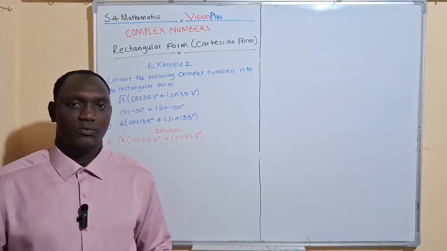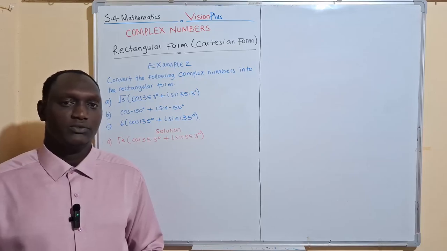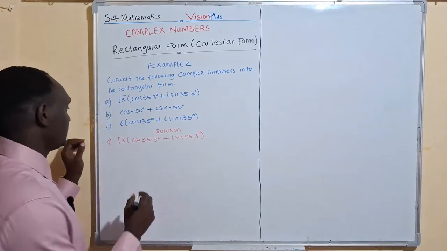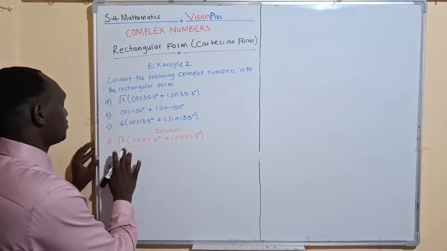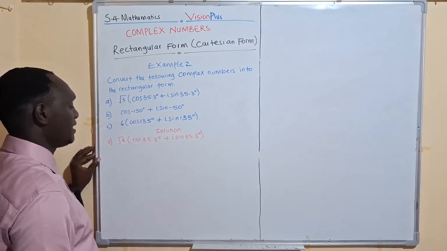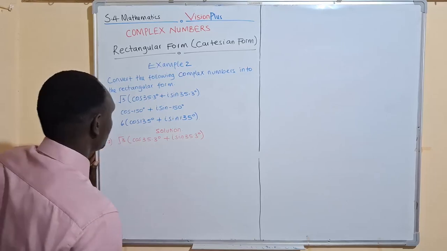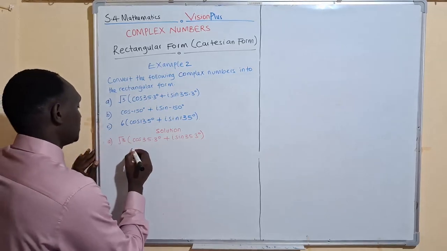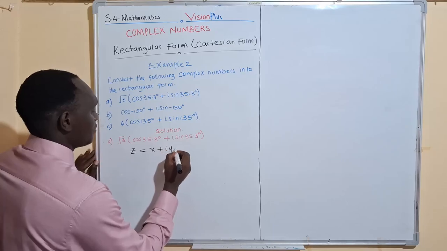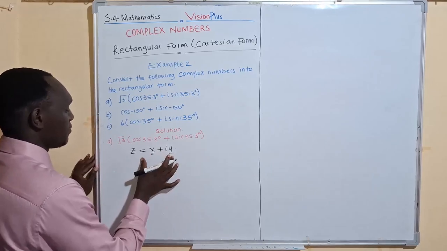Example 2 says that we are given complex numbers in the polar form and we need to convert them into the rectangular form. Part A says that we are given root 3 times cosine of 35.3 degrees plus i sine of 35.3 degrees. What do we need to do? In the Cartesian form, we say that z is in the form of x plus iy. So we need to get x and y so that we substitute in this form.